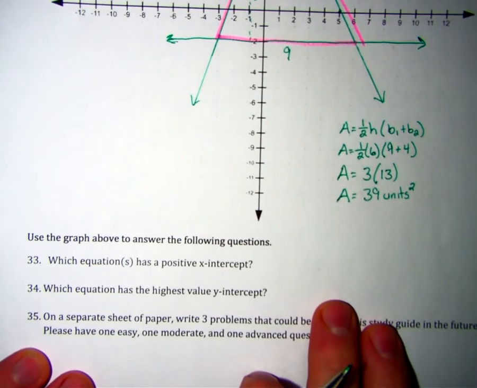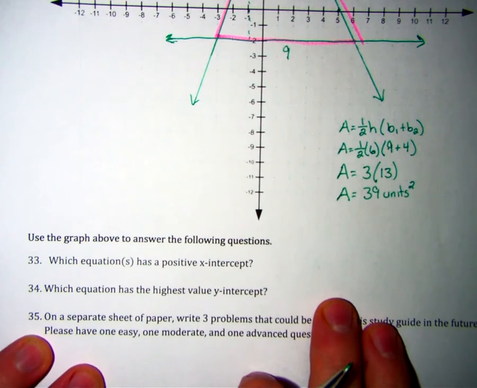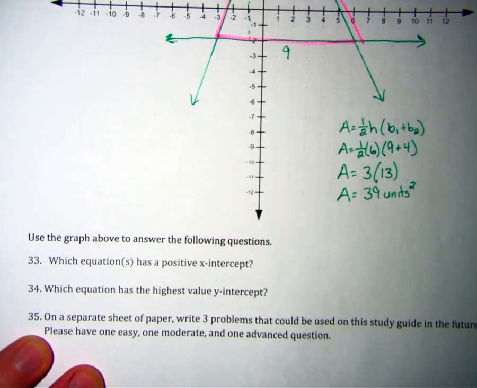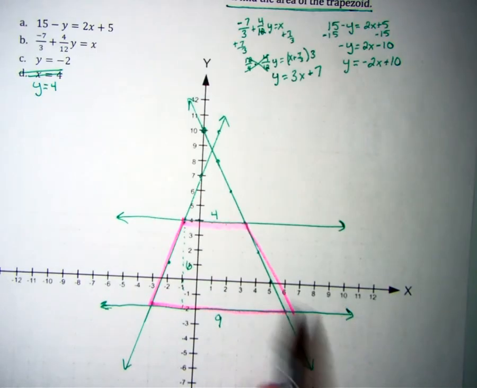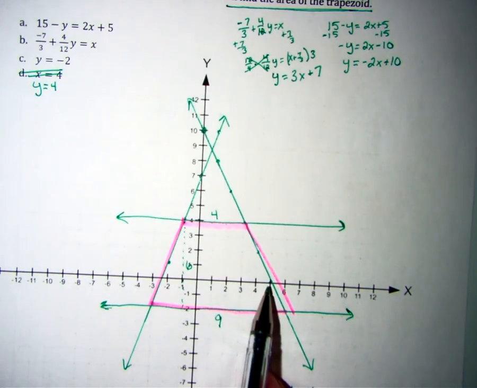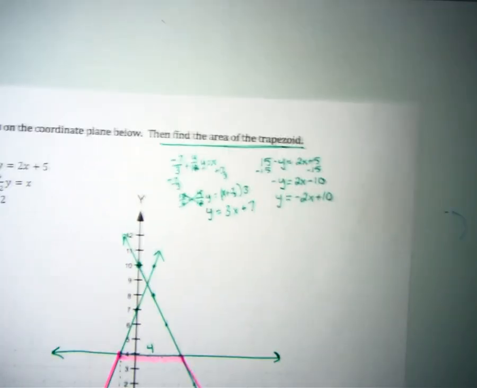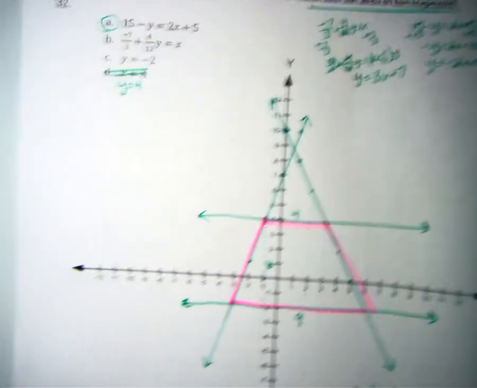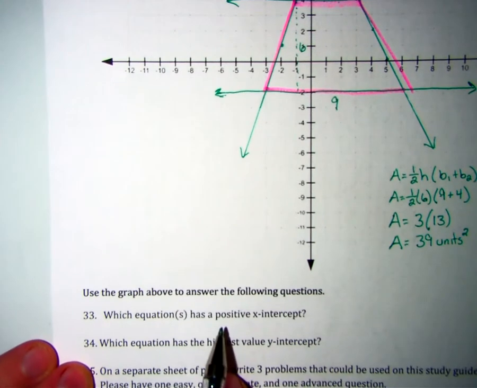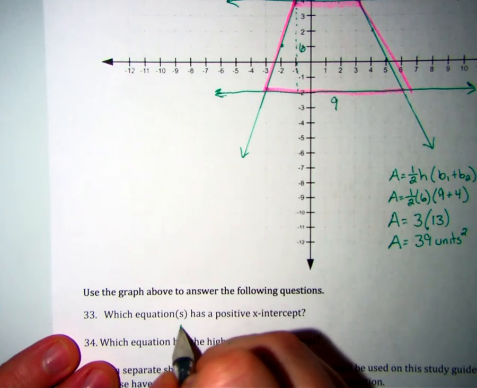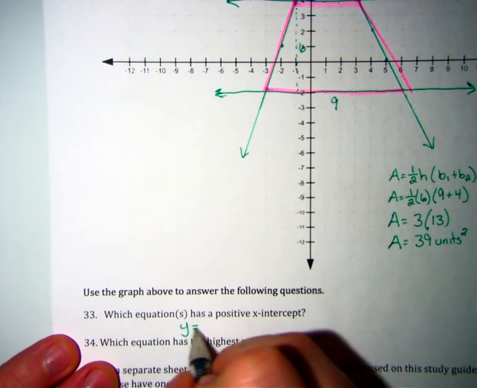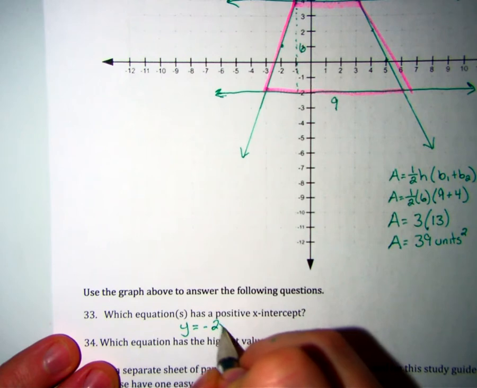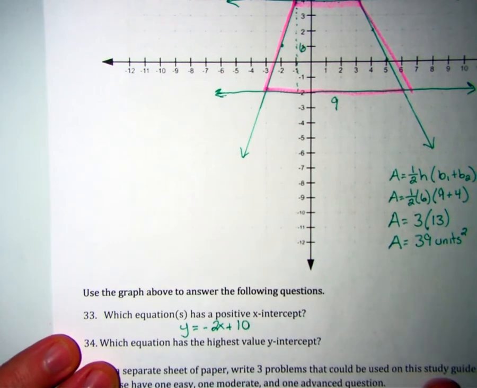Number 33, which equation has a positive x-intercept? We only have one equation that intercepts our x-axis, and that was the one with negative slope. So I'm going to look up my equations. Which one had negative slope? That was A here. The problem doesn't ask us what form to state our equation in, but I like slope-intercept form, so I'm going to go ahead and use that. y equals negative 2x plus 10.